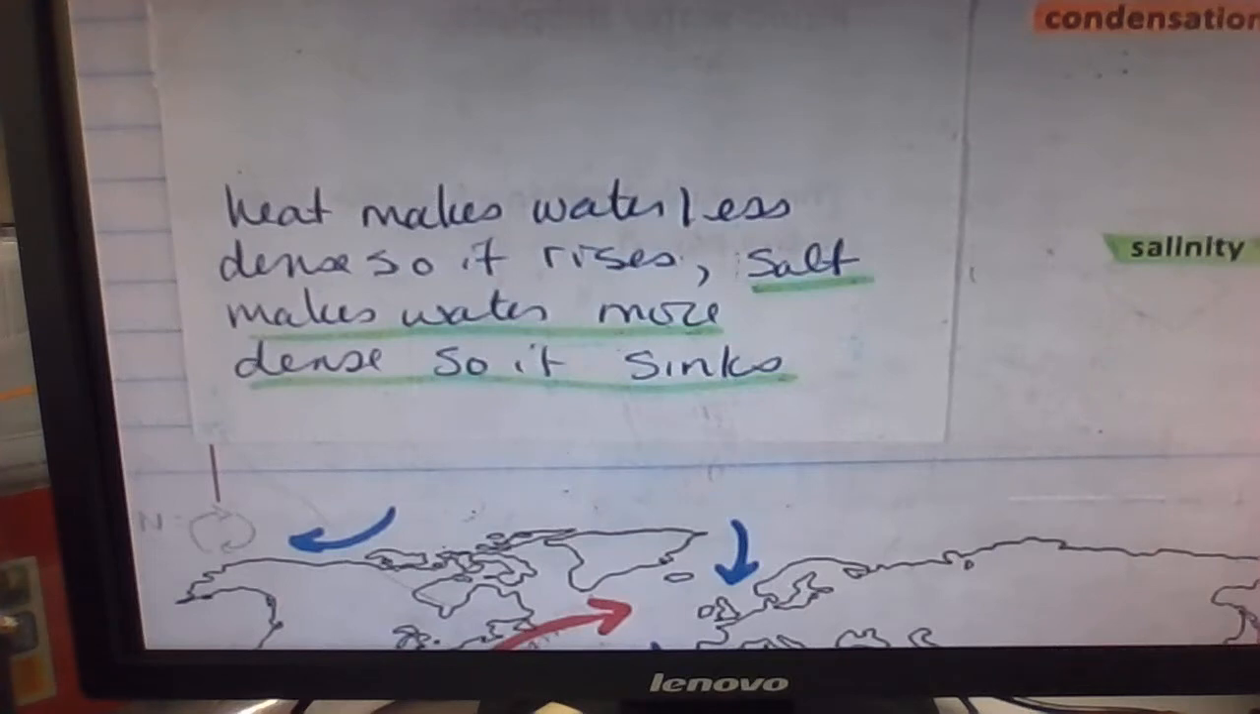Heat makes water less dense, so it rises. Salt makes water more dense, so it sinks. I highlighted salinity, and I only underlined with my highlighter the portion of that that pertains to salinity.